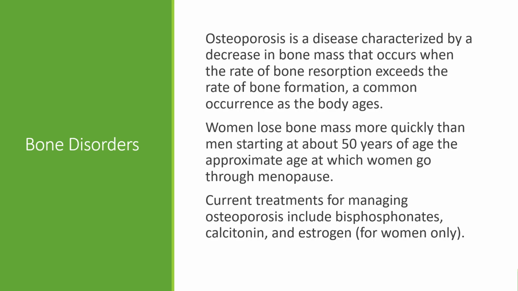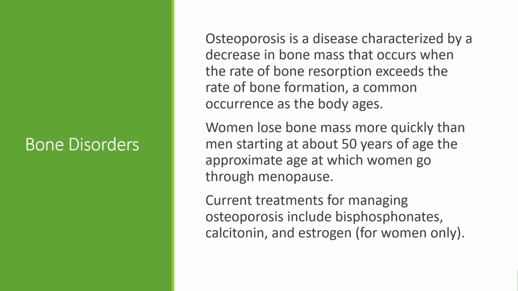Osteoporosis. I think most of us are familiar with osteoporosis as a disease. It's characterized by a decrease in bone mass that occurs when the rate of breaking the bone down exceeds the rate of making new bone. And this commonly occurs as we get older. Women start to lose bone mass more quickly than men because their skeleton is smaller typically. This actually starts in perimenopause in their mid to late 30s, but it really becomes obvious when they get into their 50s. That is the approximate age that women go through menopause.